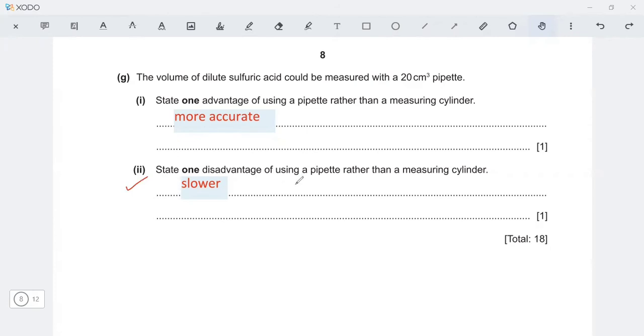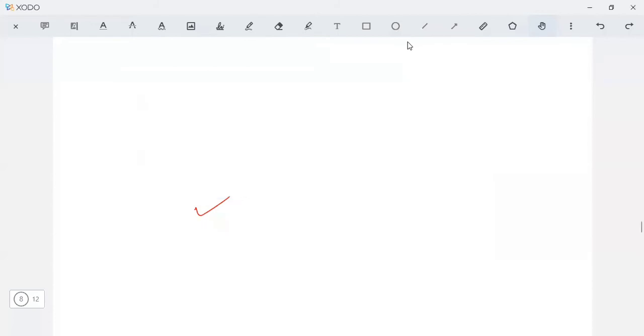Second, one disadvantage of using a pipette rather than the measuring cylinder. Obviously, a measuring cylinder is very convenient, very easy, you can measure quickly. But a pipette is more complicated, so it will be slower. This is the disadvantage. So just write the answer: slower. Okay, fine.